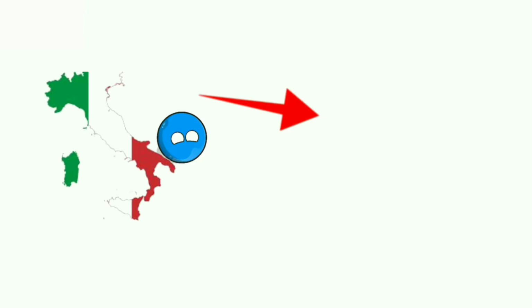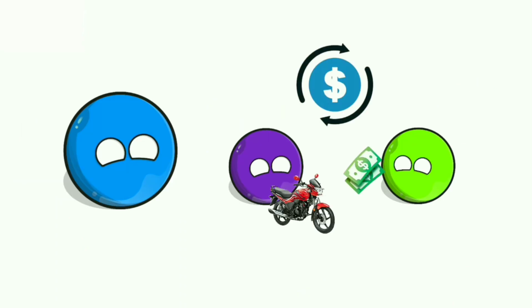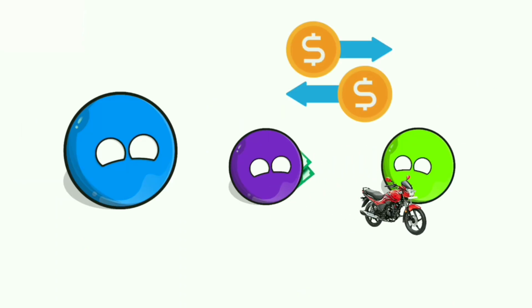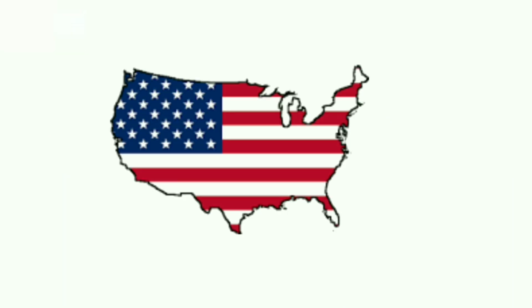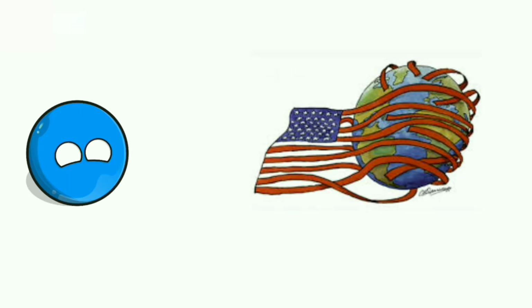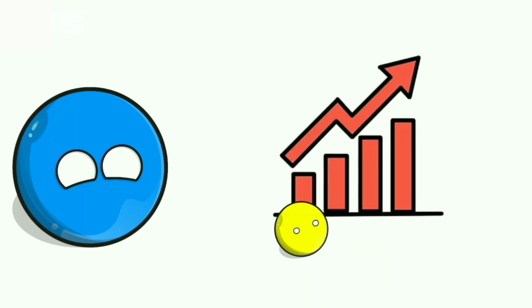Let's start with a simple question. If you travel from Italy to Japan and then to Brazil, which single currency can you almost always use or easily exchange? The answer is the US dollar. But why? Why does one country's currency dominate global trade and finance, while others like the euro, the pound, or the yen don't reach the same level of influence?